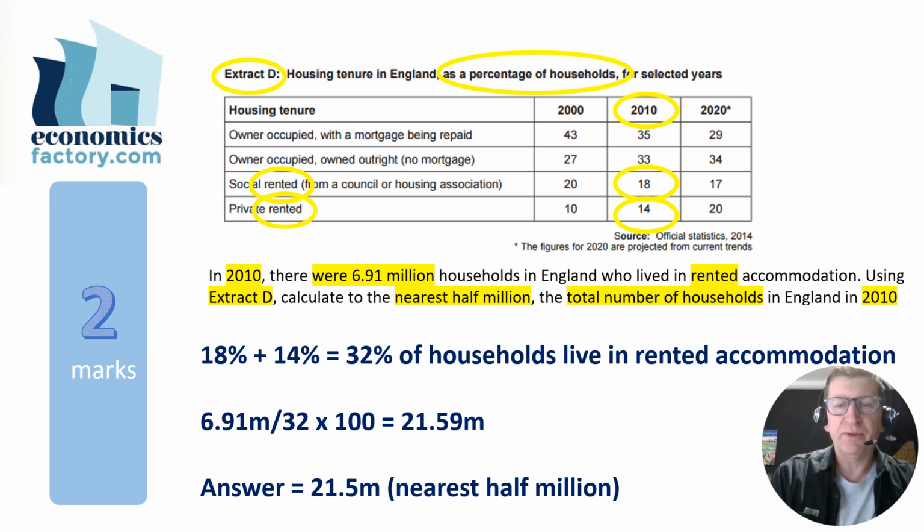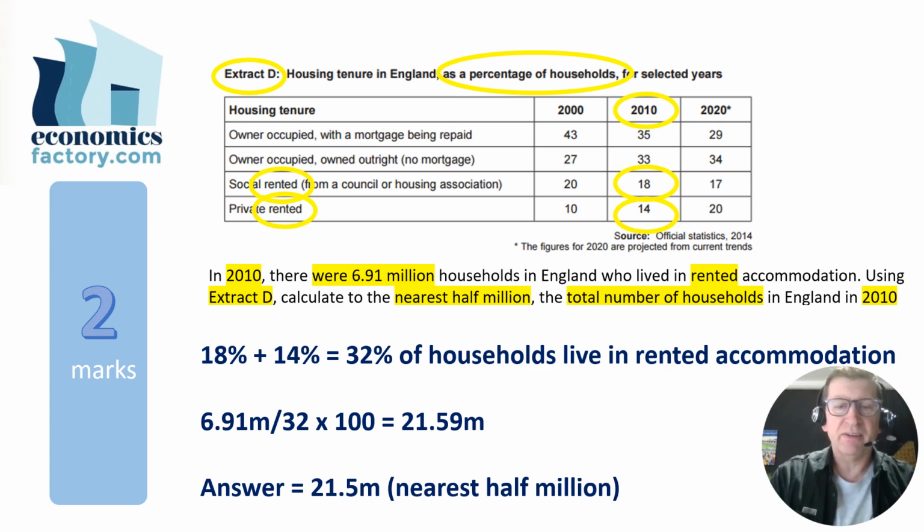And highlighting those 2 rows and that column taken together has told us that the 2 figures that matter here are the 18% of households in social rented accommodation and the 14% of households in private rented. So there we have it. We've got 32% of households living in rented accommodation. Now the calculation is quite straightforward. All I need to do is take that 6.91 million households. We know that's 32% of households. If I divide by 32, that's 1%. Multiply by 100, I've got the total number of households.